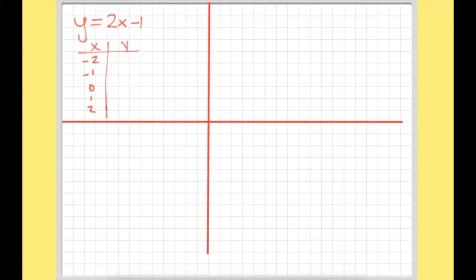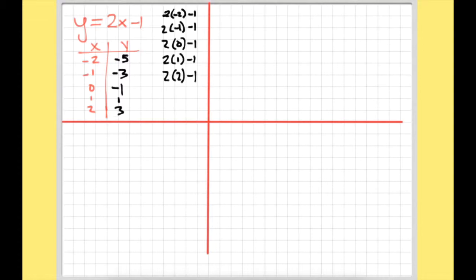So if we put -2 into the function, what do we get? -5. If we put -1 into the function, what do we get? -3. If we put 0 in, what do we get? -1. If we put in 1, what do we get? 1. If we put in 2, what do we get? 3. So we have coordinates here: -2, -5; -1, -3; 0, -1; 1, 1; and 2, 3.